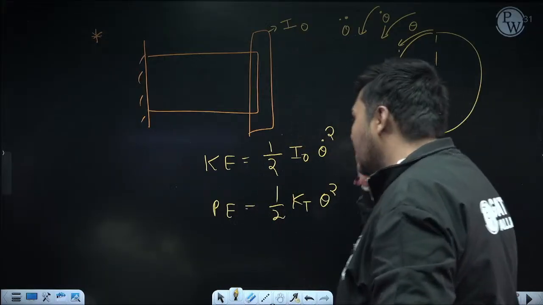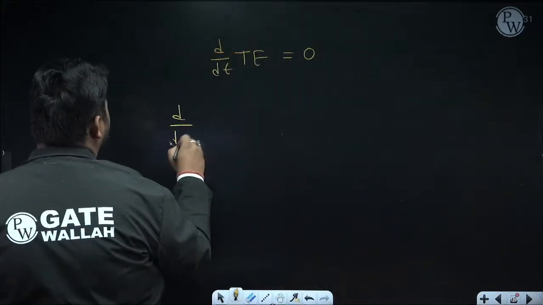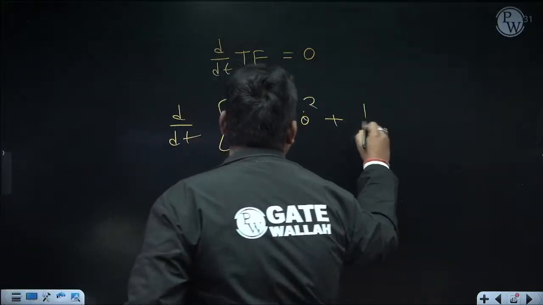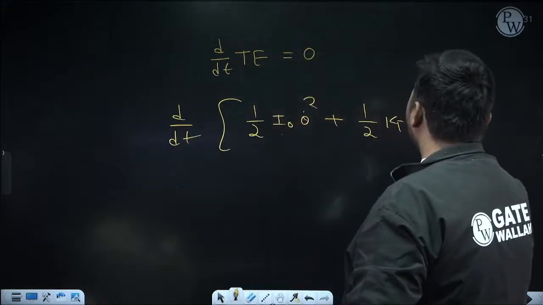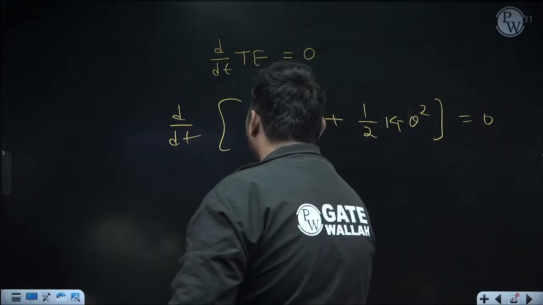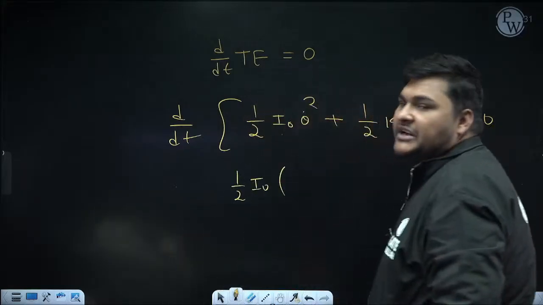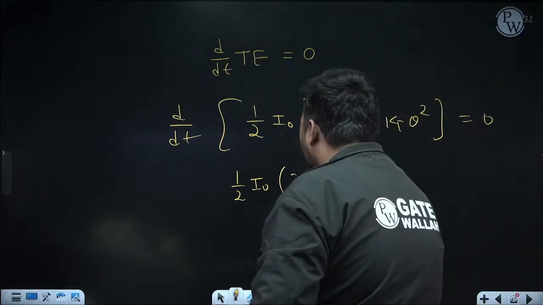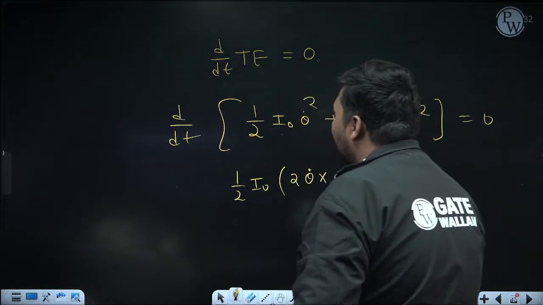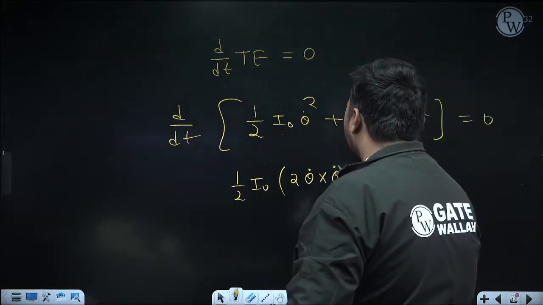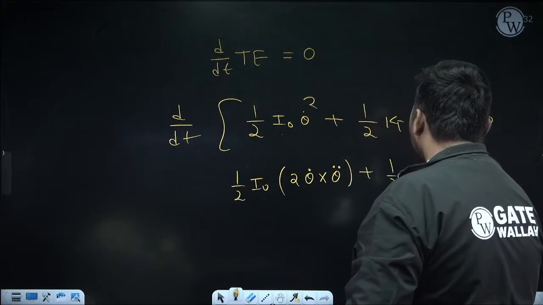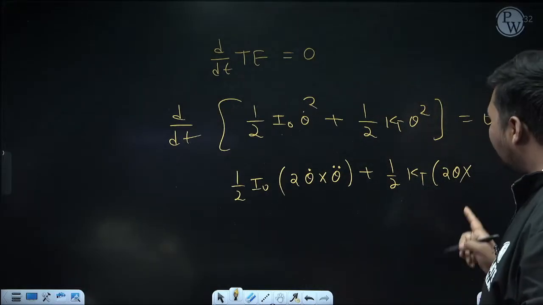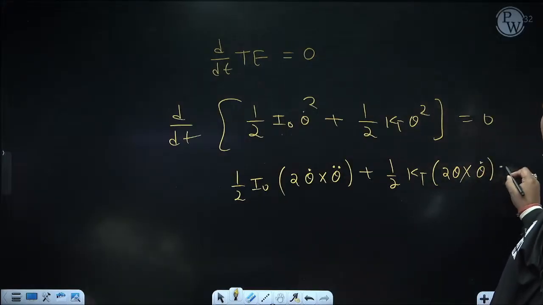Now just add them, differentiate with respect to time and equate with 0. So d by dt of kinetic energy, half I naught theta dot square, plus potential energy, half kt theta square, equate with 0. Now half I naught. Differentiation of theta dot square with respect to time, so I will use the chain rule. First differentiate theta dot square with respect to theta dot, it will be 2 theta dot. Now differentiate theta dot with respect to time, it is theta double dot, plus half kt theta square. Differentiation of theta square with respect to theta is 2 theta. Now differentiation of theta with respect to time is theta dot, equate with 0.